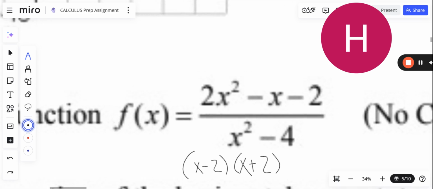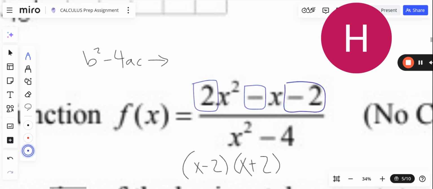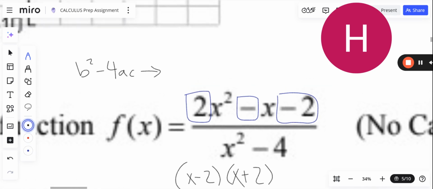One way that you can tell if it factors over the reals or over the integers is by using the discriminant, b squared minus 4ac, where this is your a value, negative 1 is your b value, and negative 2 is your c value. So this would give us 1 minus 4 times 2 times negative 2, which is going to give us 1 plus 16. This is going to give us 17.